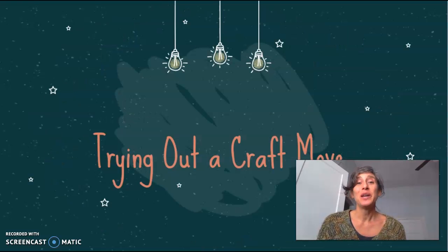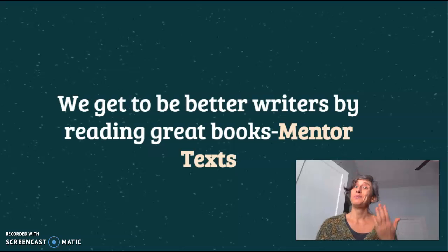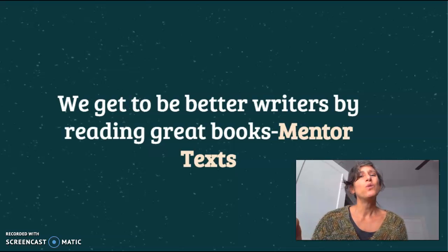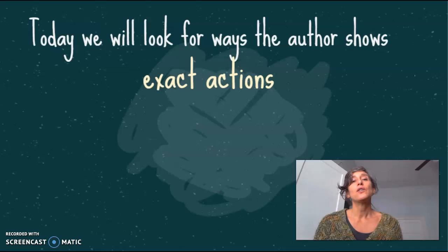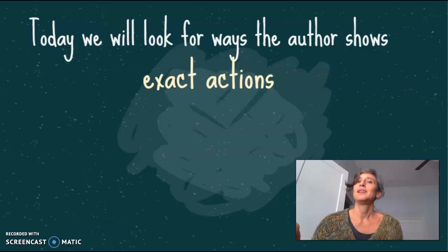Today we're going to keep going with that theme that we started yesterday, using a mentor text to pick up craft moves that we want to try out in our own writing. Remember, we get to be better writers by reading great books, mentor texts, books that we really love, and then really studying those books to look for ways that the author builds excitement or draws our eye to something. Today, we're going to be looking at ways authors build excitement by using exact actions.